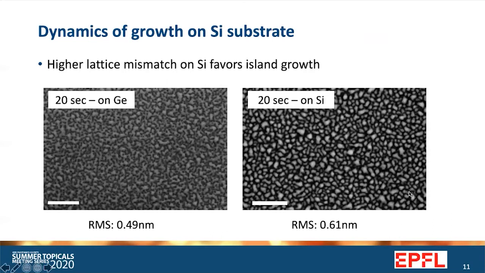So we tried to do the same thing on silicon. However, if we compare these two growths of the same film on germanium and on silicon, we see that while on germanium we have this connection between islands, on silicon, after 20 seconds, we still do not have any islands that look connected. And this is also reflected in the roughness, the higher roughness, meaning that we have higher islands.